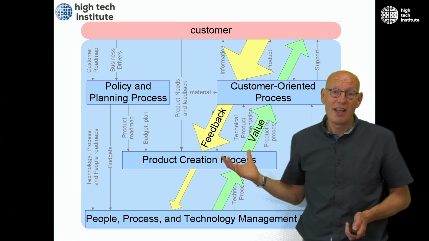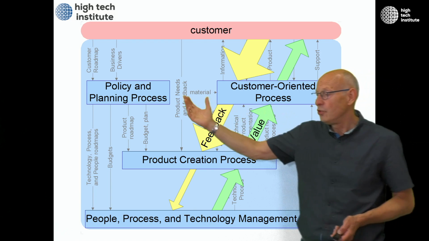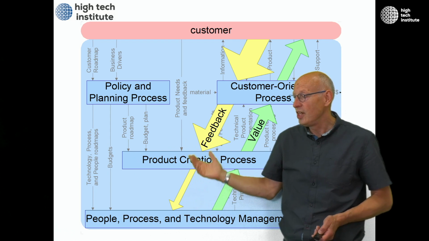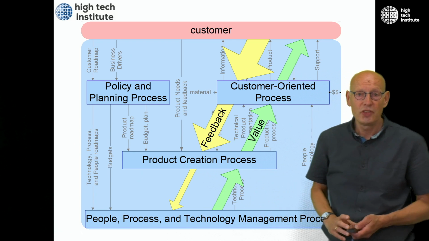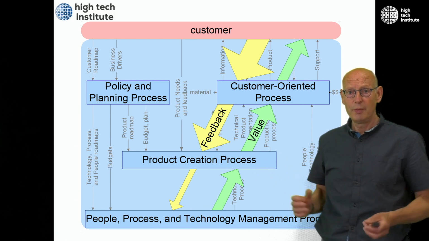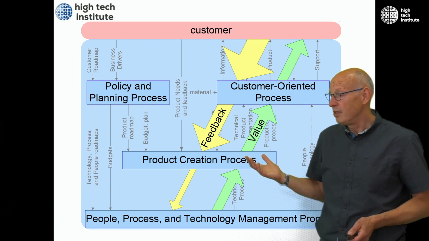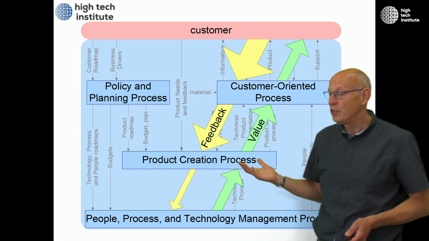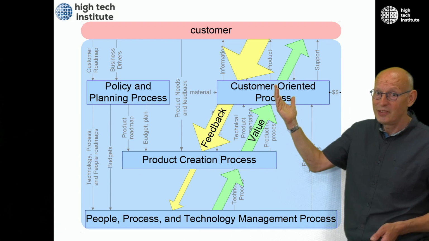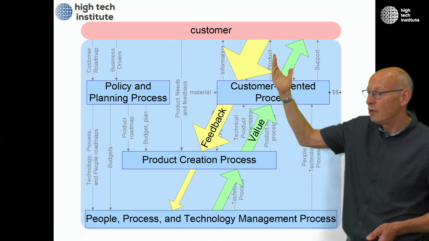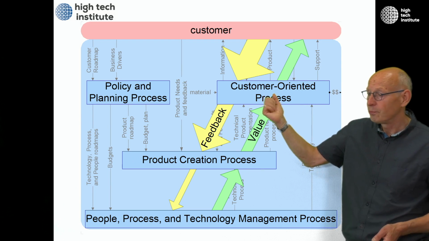And this slide, in fact, represents more or less the 4 main processes that you might recognize in an organization. The center part here is the product creation process. That's where the architect spends most of his time. That's where the development is taking place of the next generation of products, which are then passed on to the customer-oriented process. That's the people that work very close together with the customer, like production, like sales, like service.